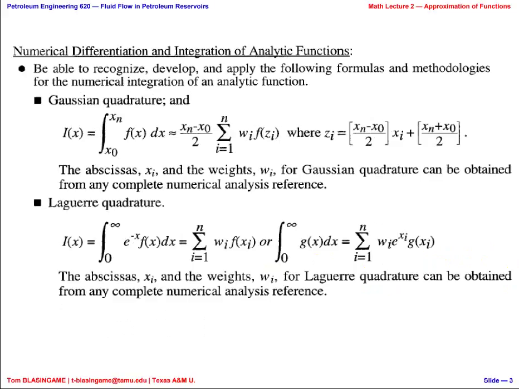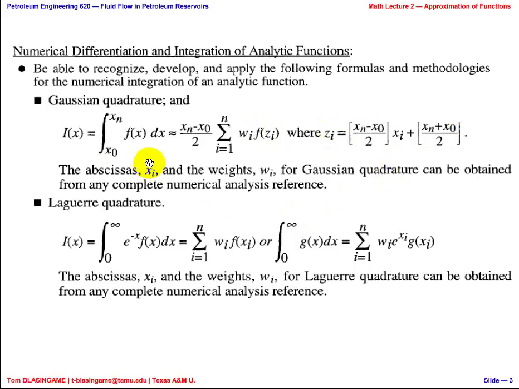Next is the definition of a Gaussian quadrature and then Laguerre quadrature. Gaussian quadrature is an integral from x0 to xn, just like we saw before. It's the function f of x being integrated. It's approximately, and approximately because it is a numeric calculation, xn minus x0 over 2, and then the summation from i equals 1 to n, and you specify n. You personally will choose n. The weights, which are the sampling weights, multiplied by the function evaluations at zi, and zi is a location, which is given by this formula. So that's how Gaussian quadrature works.